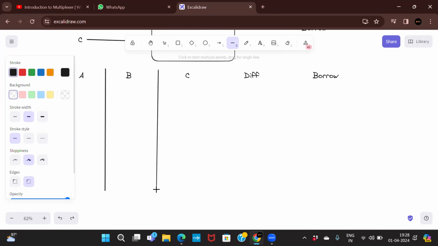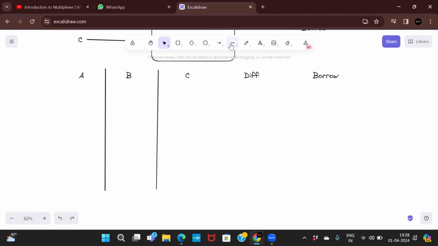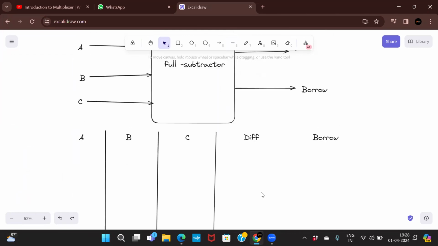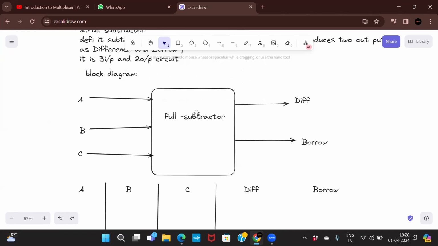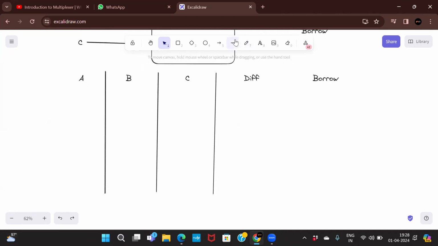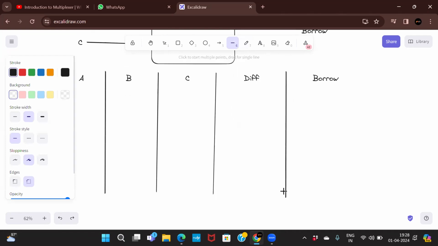Sir, are 3 inputs compulsory, or can there be more or less? No, for the full subtractor only three inputs, because just see the block diagram. Only 3 inputs are required and it will give 2 outputs. If it is a multiplexer, you can keep 2 power n inputs and get only one output. So we are designing according to our requirement. I need a circuit which takes 3 inputs and gives 2 outputs. Okay, understood.